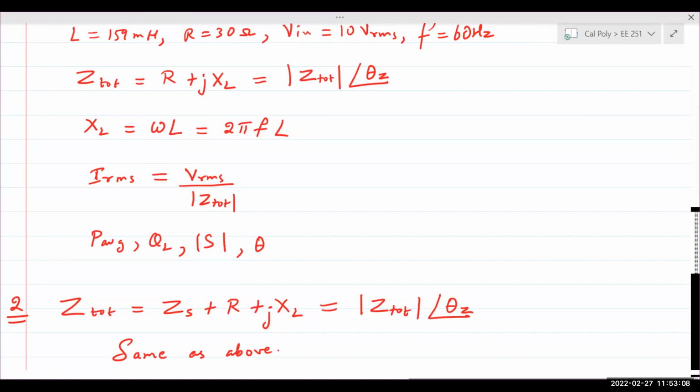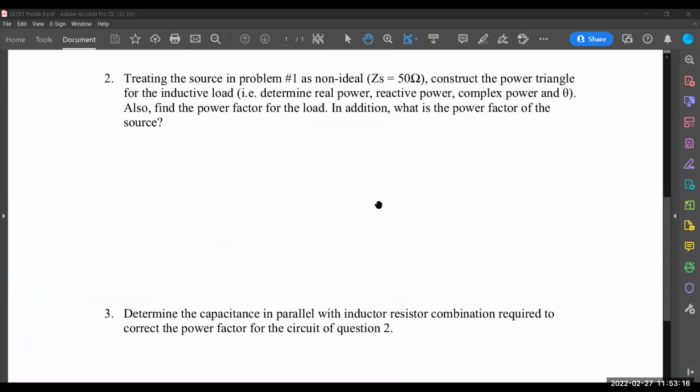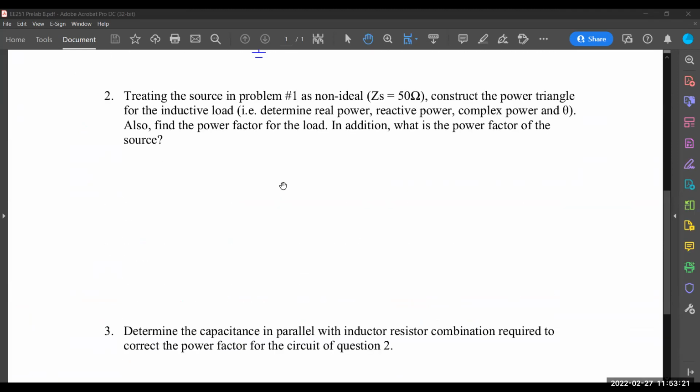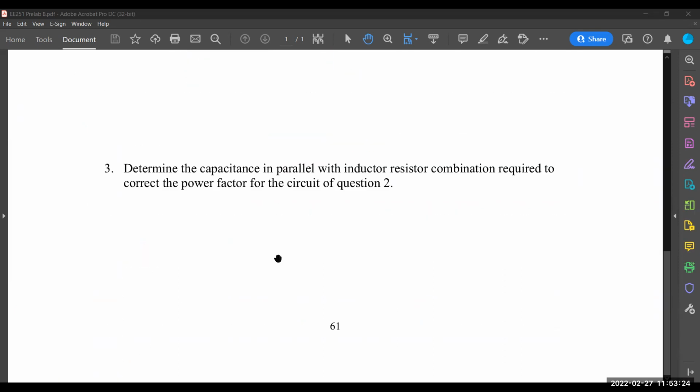All right. Now, question 3 actually has, let's go back to it here. It's asking for power factor correction, right? So for circuit number 2, meaning question number 2, you're required to do a power factor correction. It's asking you to determine the capacitance in parallel with the inductor resistor combination to correct the power factor for the circuit of question number 2. Essentially, what it's asking you to do is this.